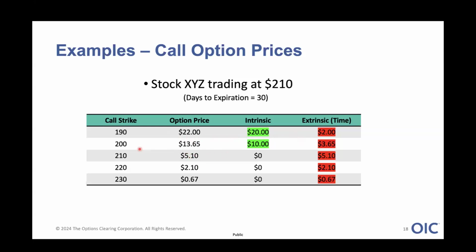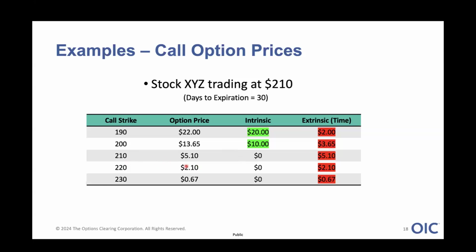The 200 level calls are $10 in the money, and we see that they're trading for $13.65. So we know that they're $10 in the money. The remaining $3.65 is what's known as extrinsic value.